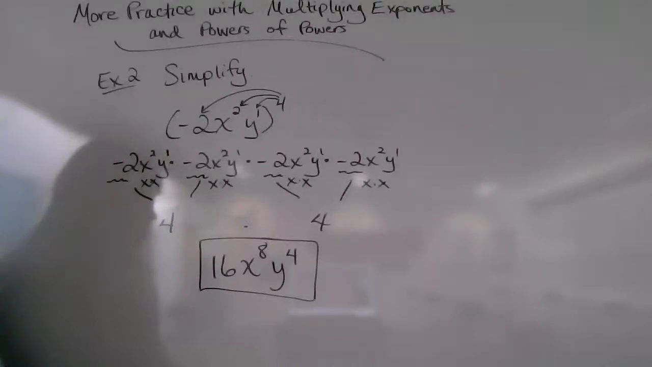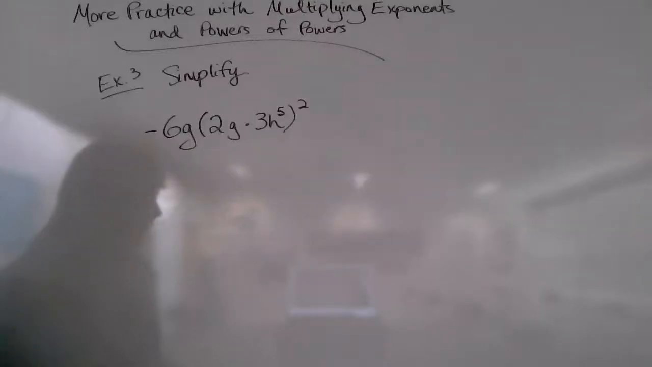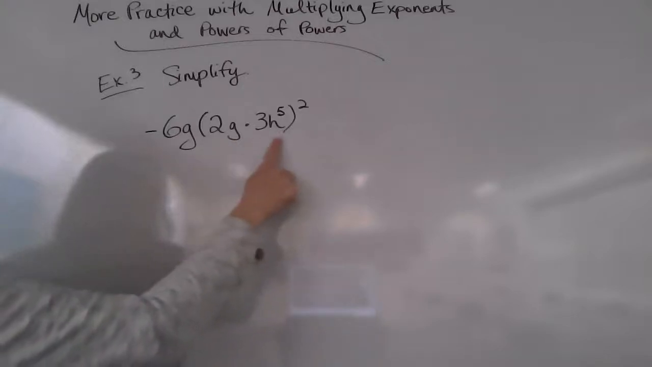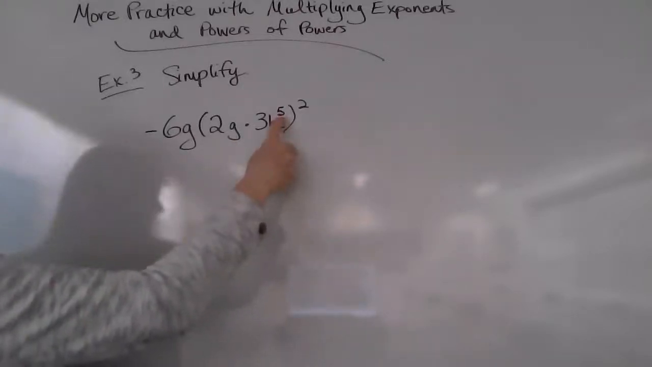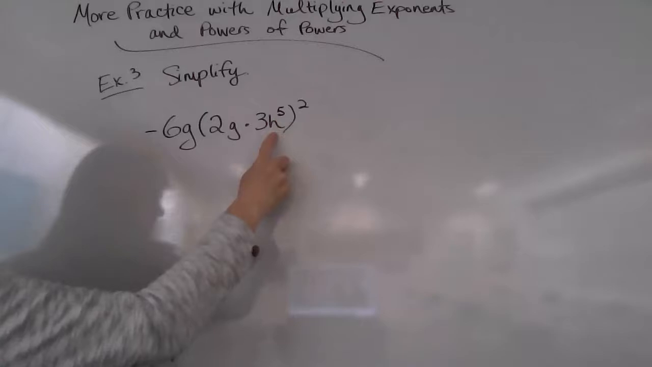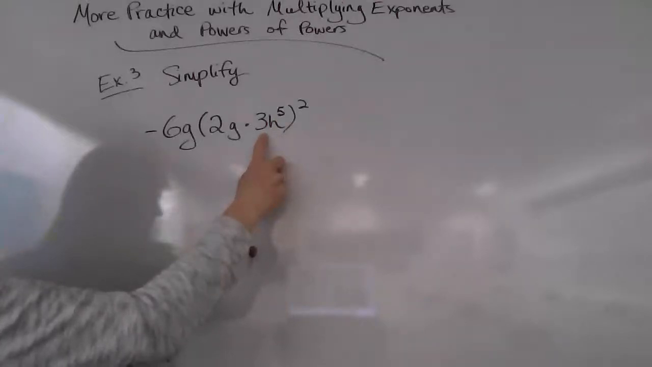Let's look at one more example where we have some simplifying to do inside the parentheses before we apply that outside exponent. All right, last example. Lots going on here. Definitely need to rely on the order of operations to make sure we do this correctly and get it right. So order of operations, PEMDAS, parentheses first. Inside the parentheses, we've got a power of 5, but it's only next to the h. It is not affecting this 3.